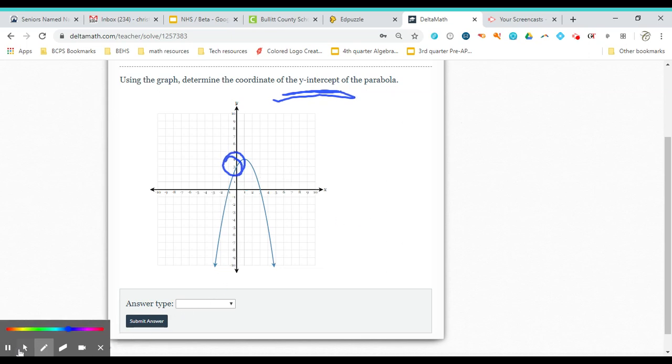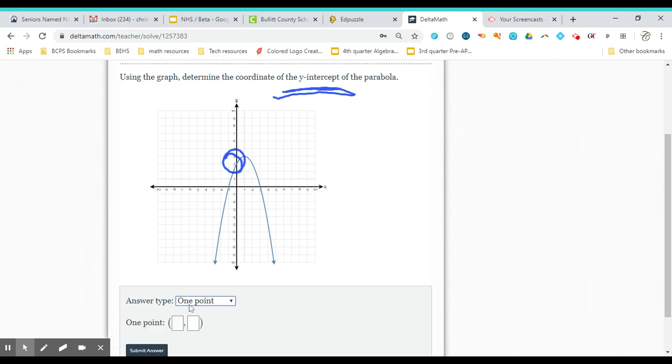So I need to use the correct answer type. It only crosses the y-axis in one place. So I choose the answer type, 1 point. It gives me a place to type in my ordered pair. My ordered pair is 0, 3. Then I will click submit for this answer.